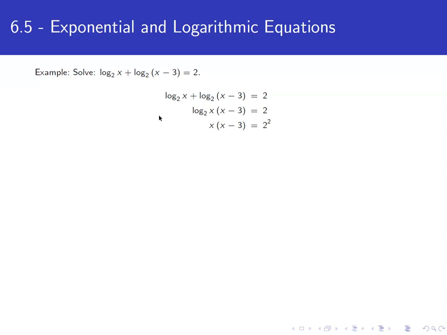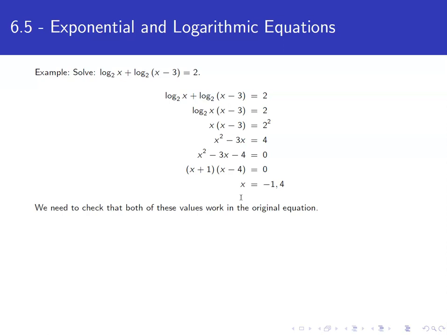Again, rewrite it in its equivalent exponential form. 2 squared equals the inside. Distribute on the left-hand side, rewrite the right-hand side. We get x squared minus 3x equals 4. This is a quadratic equation, so we need to set it equal to 0. And this one turns out that it factors. And in this case, we get x equals negative 1 or 4.